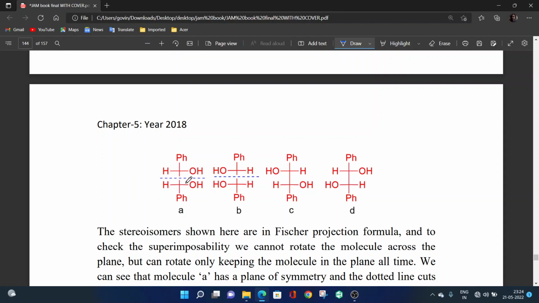So first I have put both the OH on the right side. So both the OH comes on the left side. Then we have both the OH on the left side. So both the H on the right side. Then top OH on the left, bottom OH on the right.